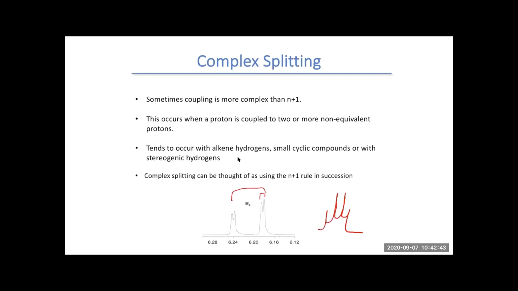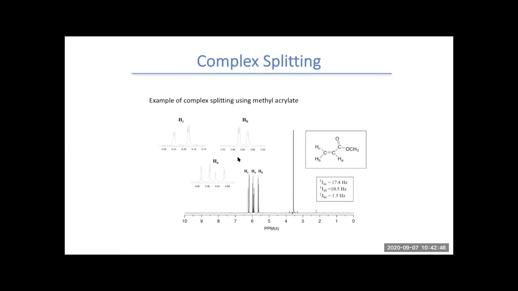Now let's look at how this complex splitting arises within the molecule, using the example of methyl acrylate. Methyl acrylate has an ester and an alkene. The alkene has three protons on it: HA, HB, and HC. These three protons are all different from each other, so they show their own signal in the NMR spectra, as we see here. We can also see that they don't follow the typical n+1 rule with their splitting. Instead, they follow complex splitting patterns.